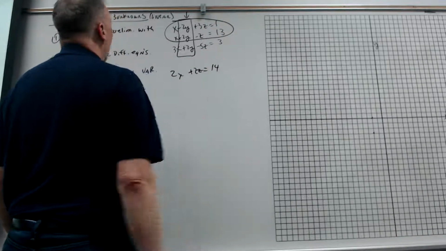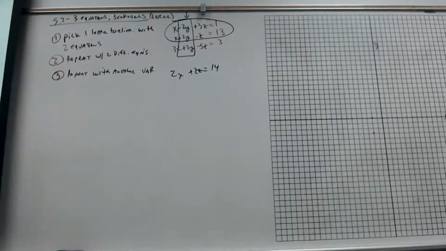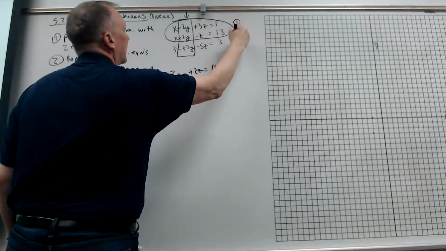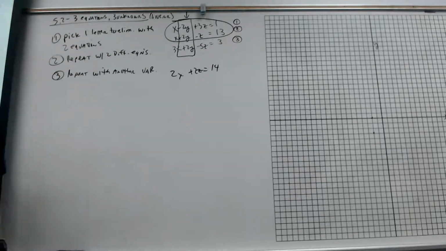Now we need to repeat this, but we're going to use two different equations. So one of those equations we'll use again and one we won't. Okay, so which equations should I use if we label these as equations 1, 2, and 3? We used 1 and 2 last time. We can either use 1 and 3 or 2 and 3. Which would you prefer?